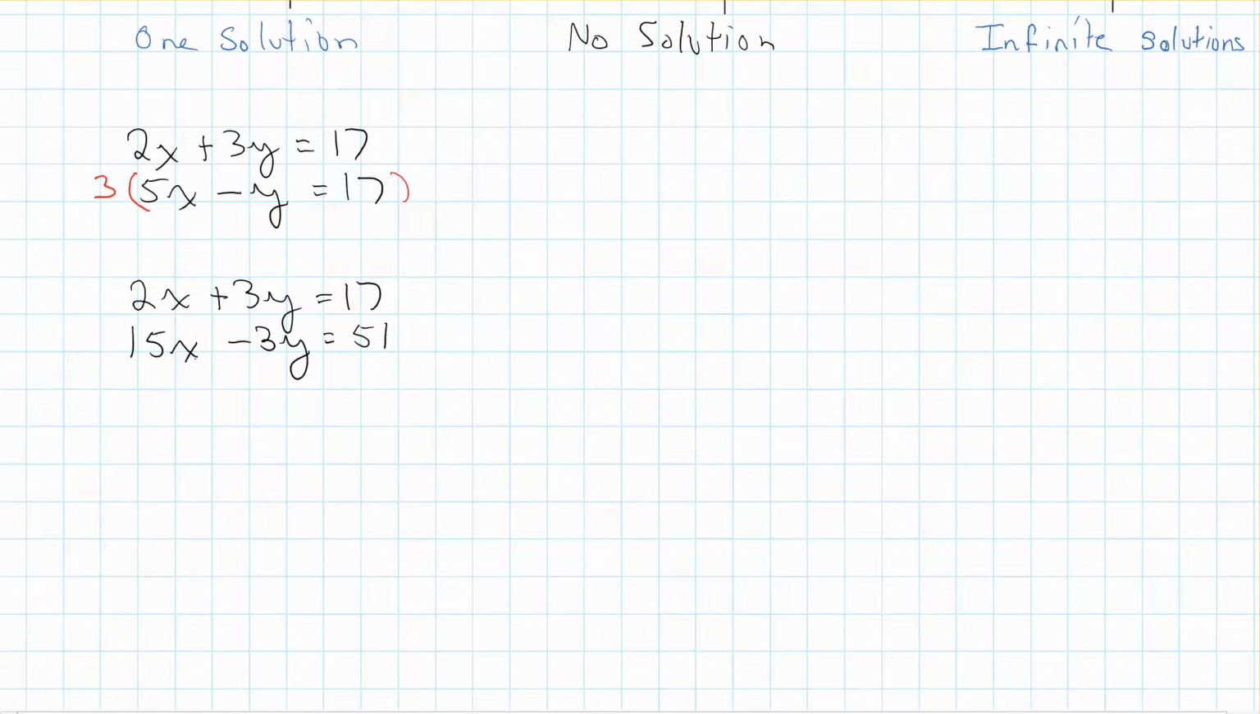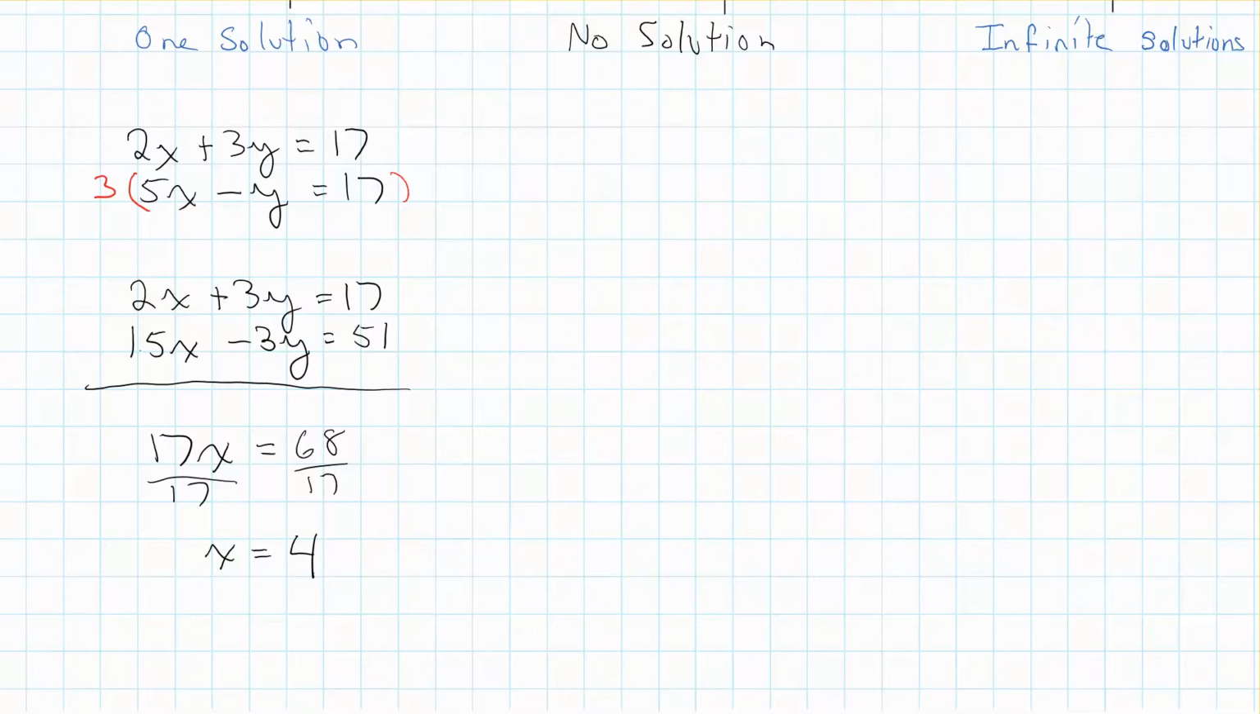Now let's go ahead and add these two equations together. If I add those two equations together, you have 2 plus 15, which is 17x, 3y minus 3y, which of course cancels out, and then this is equal to 17 plus 51, which is 68. And then to solve for x, we just divide both sides by 17, and we get x is equal to 4.